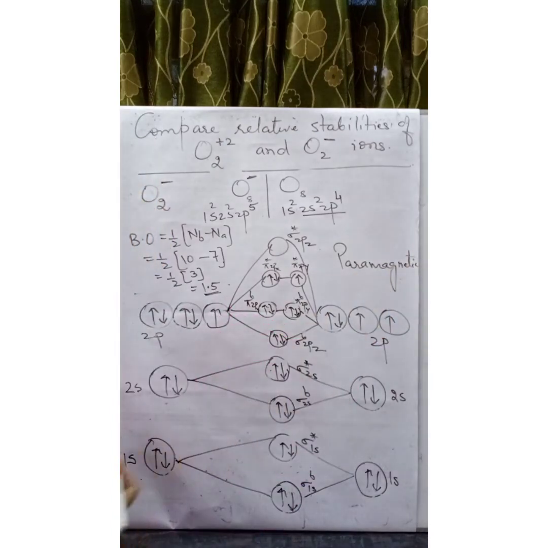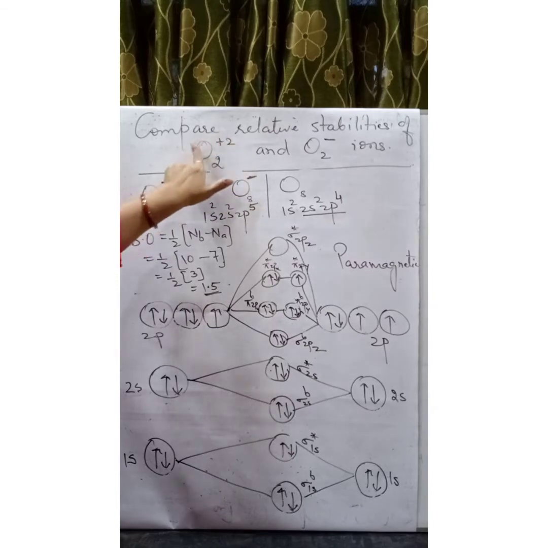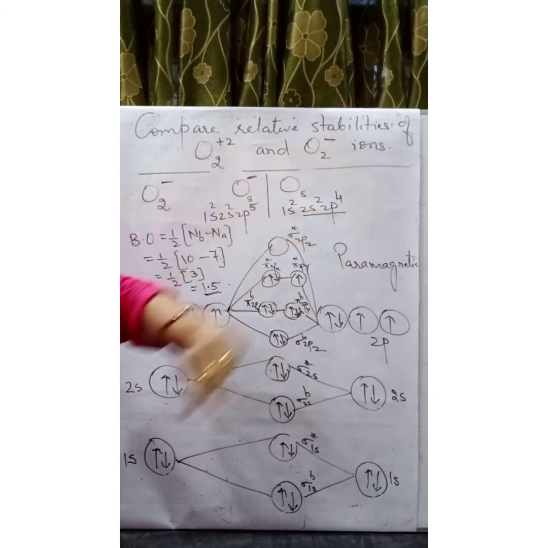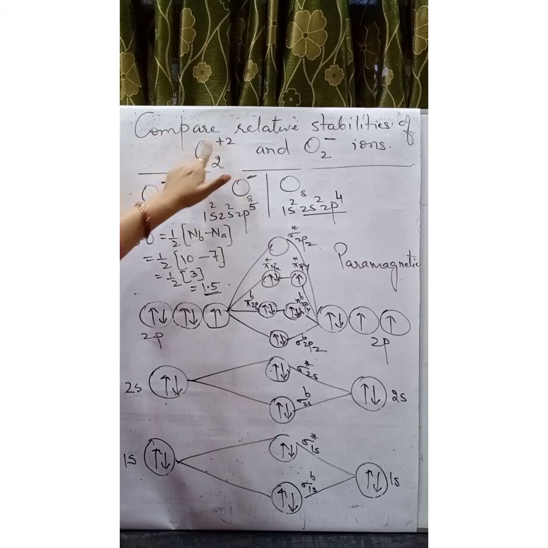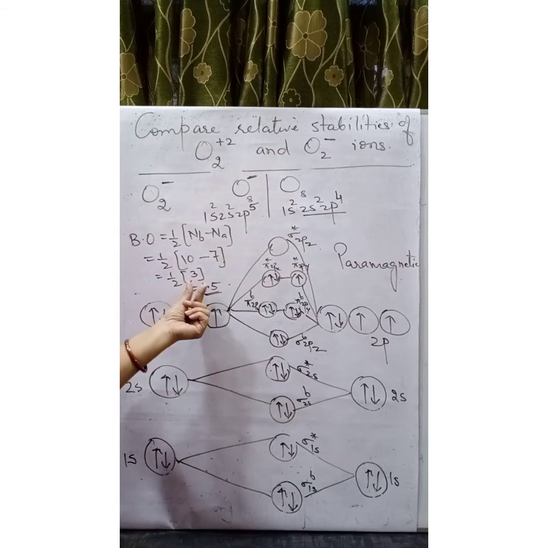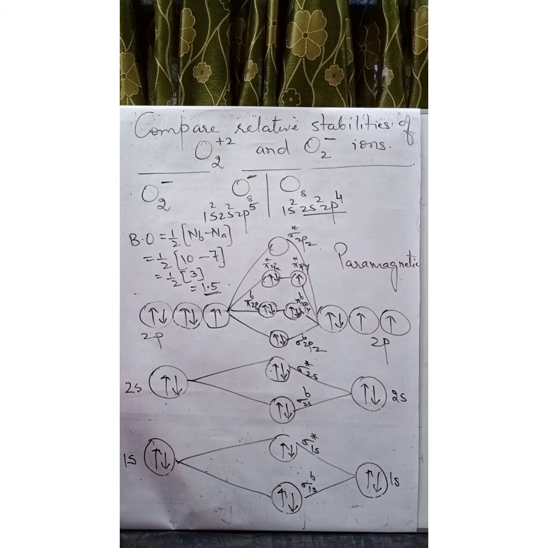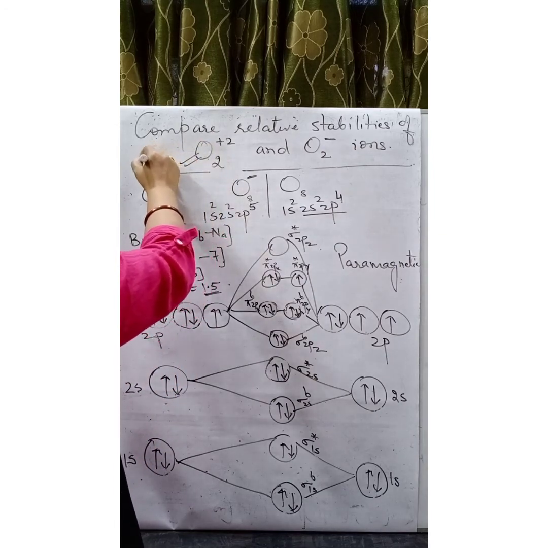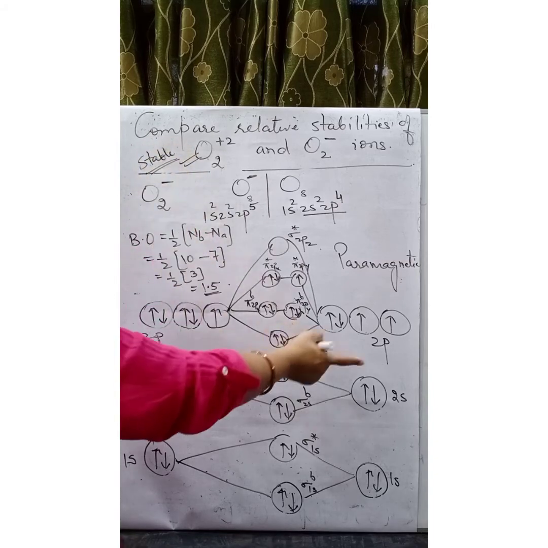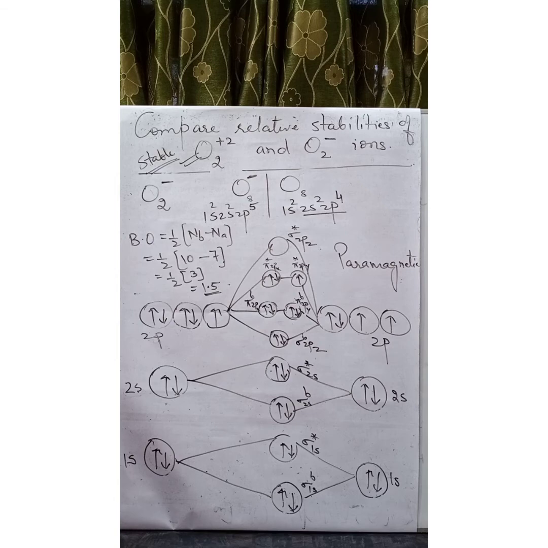of unpaired electron. Now, if you compare the relative stability of O2 plus 2 and O2 minus ion, the bond order of O2 plus 2 was 3 and O2 minus is 1.5. So which one is having higher bond order? O2 plus 2 is having higher bond order. Higher is the bond order, greater is the bond dissociation enthalpy, and hence more stable is the molecule. So this one is more stable and they are having different magnetic properties. O2 plus 2 was diamagnetic in nature and O2 minus is paramagnetic in nature.